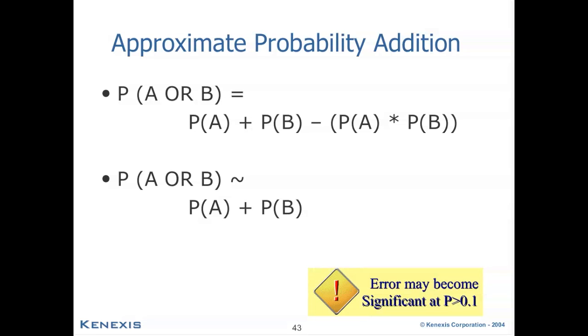With respect to probability addition, the product of the two probabilities in relation to the sum of the two probabilities is expected to be relatively low. So typically within our calculations, we'll simply state that the probability of A or B occurring is roughly equal to the sum of these components. As before, the probability error may become significant once you exceed 0.1, so caution should be observed when using this approximation.